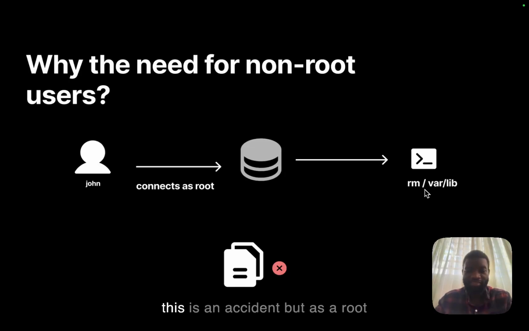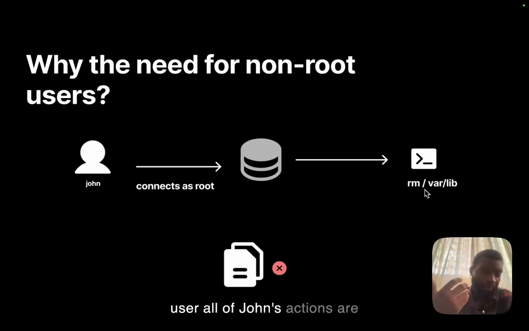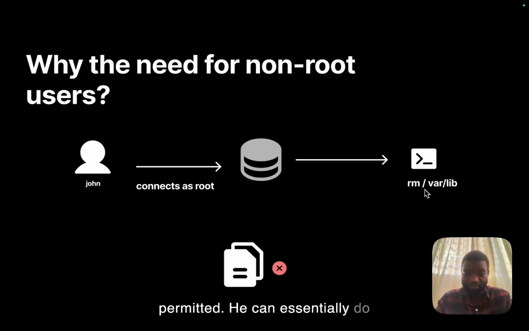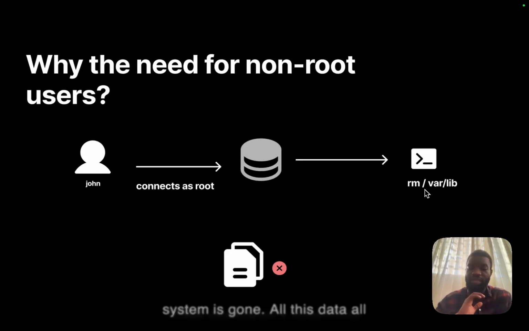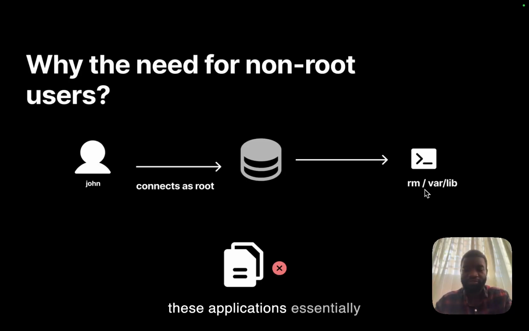Now, obviously, this is an accident, but as a root user, all of John's actions are permitted. He can essentially do whatever he wants. He will not get prompted for anything. So once John executes this command, that's it. His entire file system is gone. All his data, all his applications, essentially kaput.